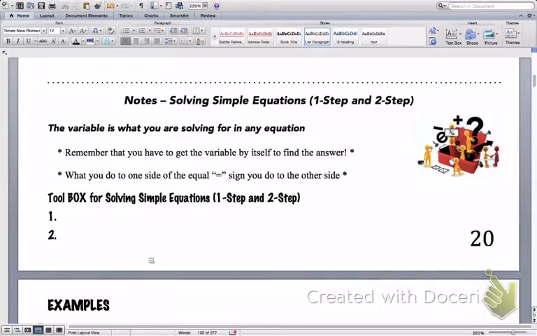Good morning, everyone. So today's lesson is just a quick refresh on how to solve one and two-step equations. So let's go ahead and get started. Let's remember what the purpose of an equation is.